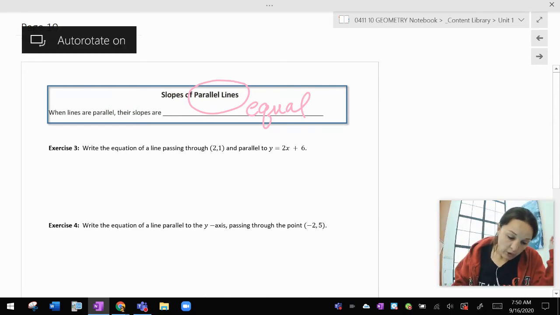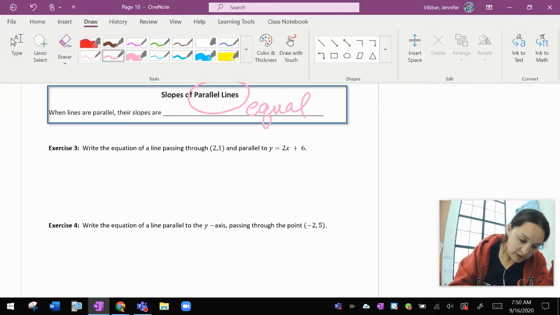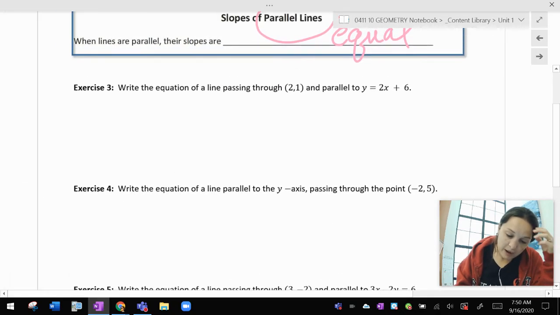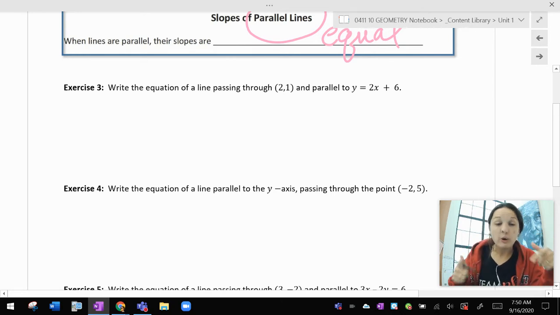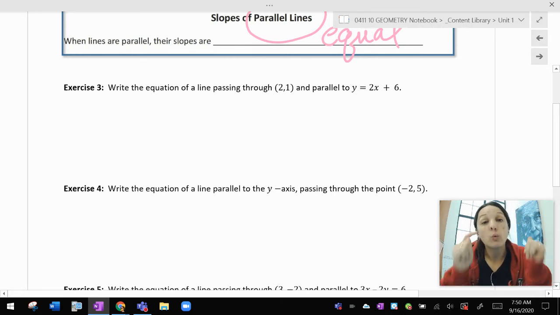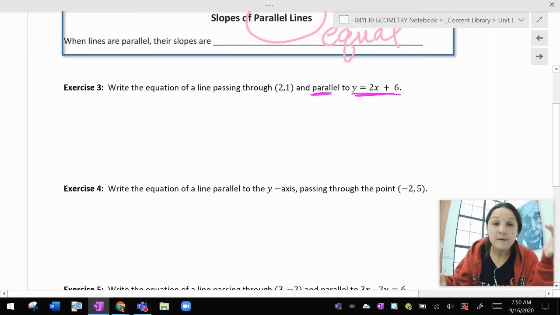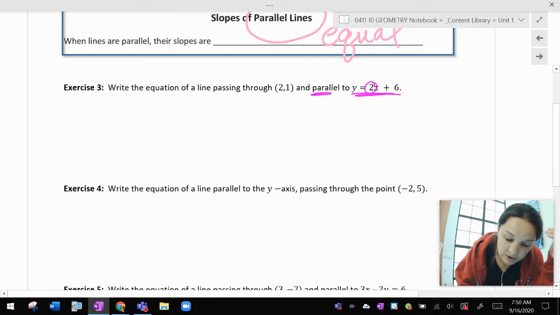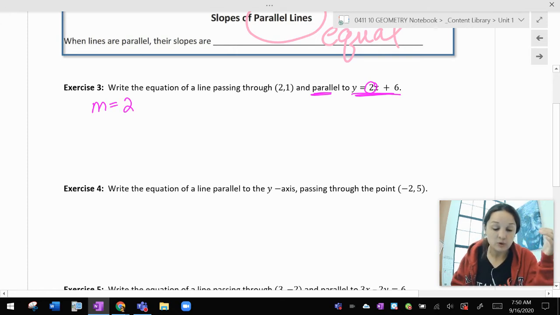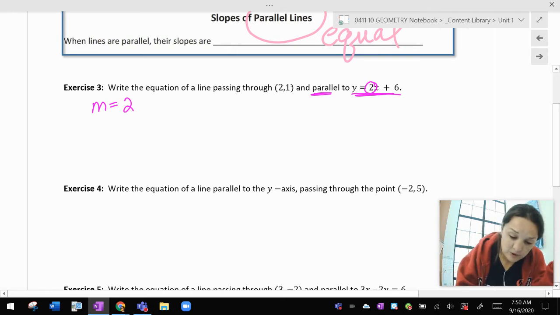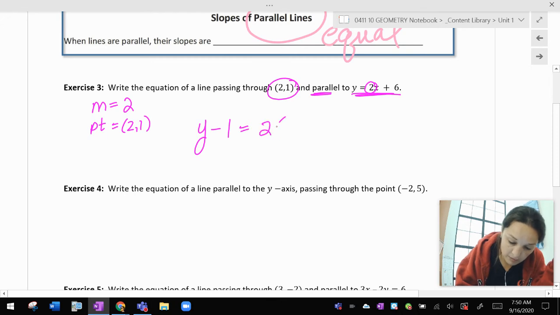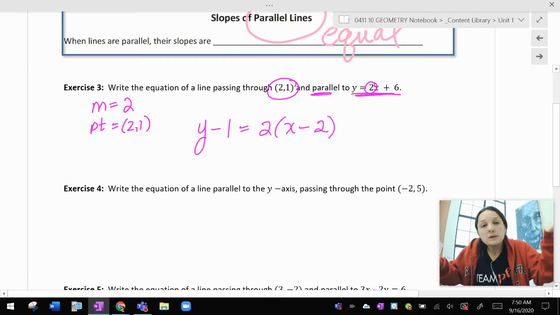So we're going to write some more equations. And I promise not to ramble on as much as I have been. Write the equation of a line passing through (2, 1) and parallel to 2x plus 6. To write the equation of a line, you always need the slope first. Well, if I want something to be parallel to this, that tells me that it needs the same slope as the other thing. The slope of this line is 2, which means the m we need is 2. And I want the line that passes through (2, 1), so the point we're going to use is (2, 1). y minus y1 equals m(x minus x1). Done.